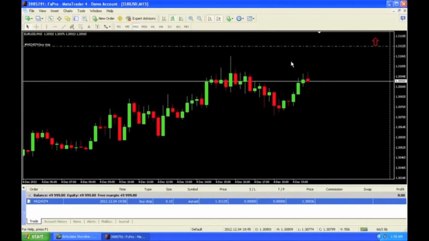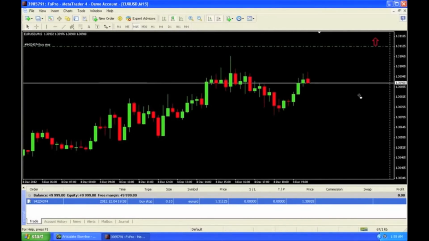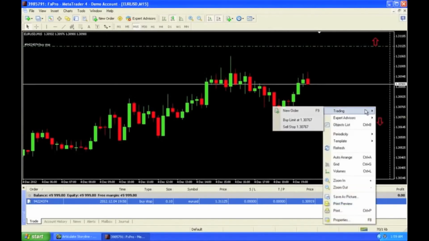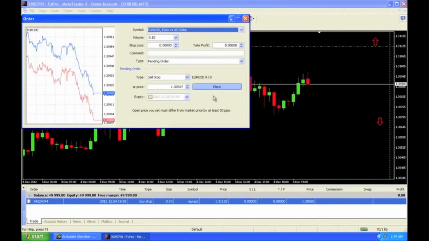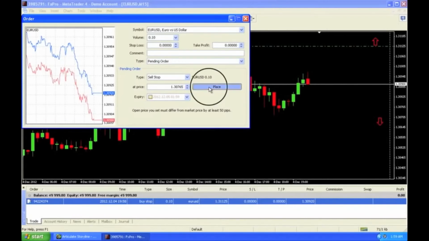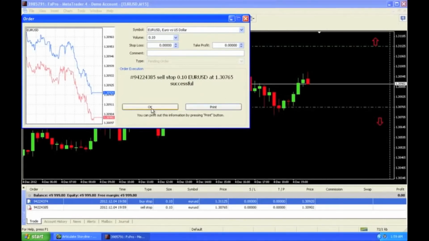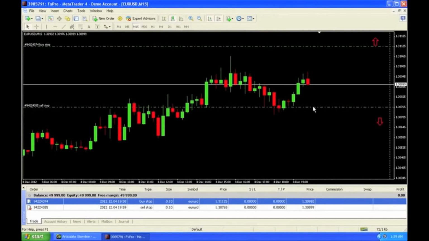Okay. Now a stop entry, this is a buy stop entry. There is a sell stop entry also, which means you want to sell below the market price. Let's say 1.3076. If I just put my mouse around that area, right click, trading, sell stop. I can go 765. I click place, and voila, I have my sell stop entry. You can see nothing is still running. It just means once the market touches this, my sell opens.